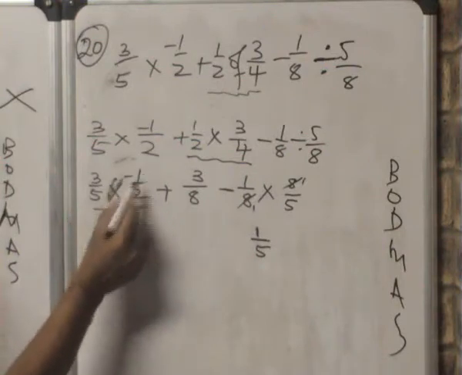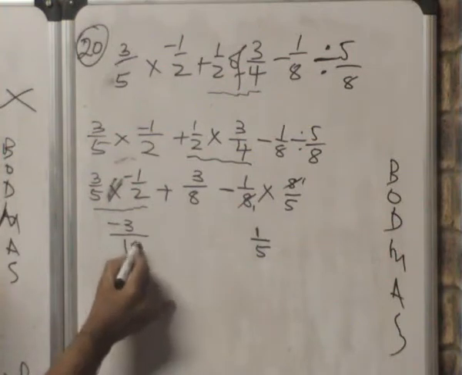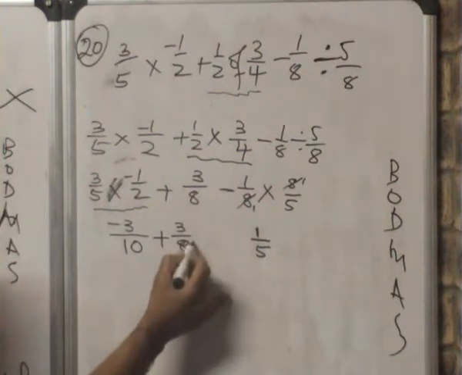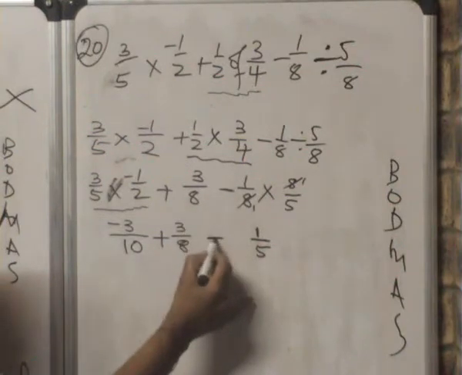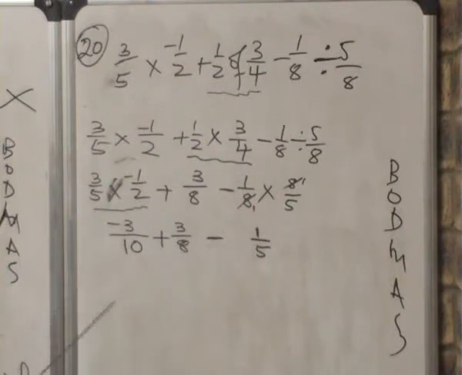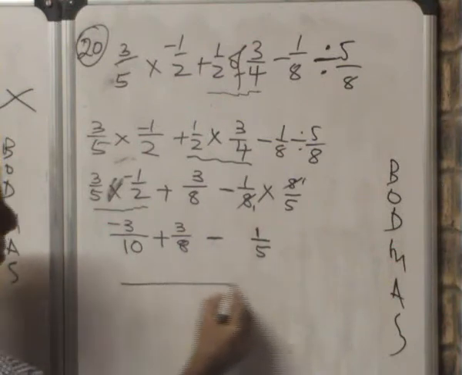3 times minus 1 is minus 3. 5 times 2 is 10. Plus 3 over 8. And there's the minus sign there. And that became 1/5. Now, once again, you've got two choices. You can use equivalent fractions to add this, or you can use LCM. Let's say we want to use LCM. So the LCM for 10, 8, and 5 is 40.